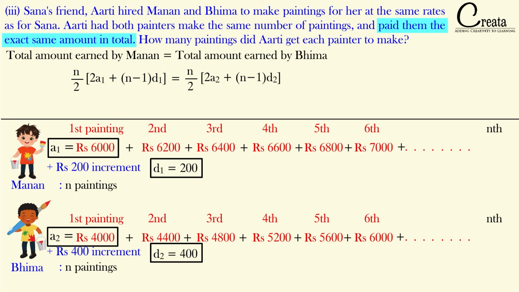For the Manan case, let's give the first term as A1. For Bhima, it is A2. The common difference in case of Manan is D1. The difference in case of Bhima is D2. And we have to find the nth term.